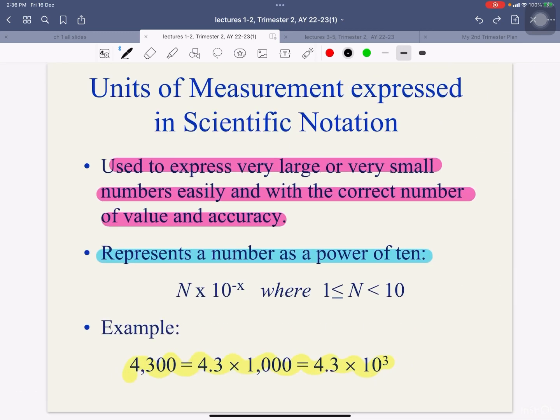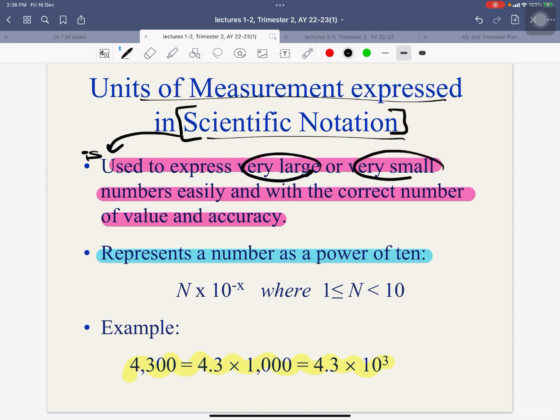Okay, now we go to units of measurements expressed in scientific notation. What is scientific notation? Scientific notation is used to express very large or very small numbers easily with the correct number of value and accuracy. For example, I have a very small number, let's say 0.0004. How can I express this number easily? I can use a scientific notation.